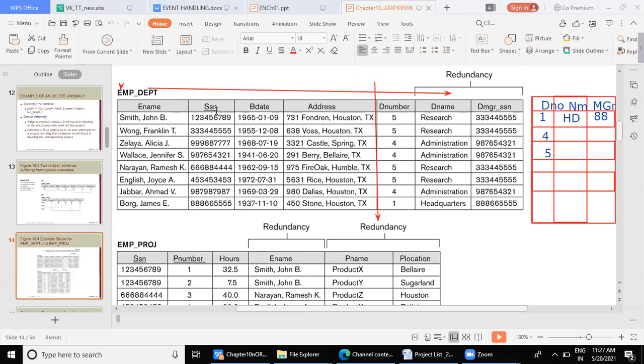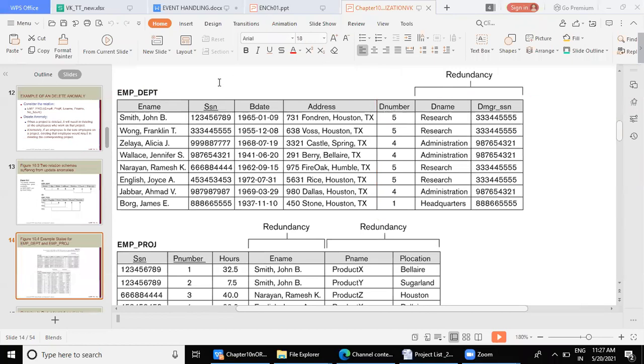In case of DBMS, the solution given is that one employee table is stored separately, and the department table is stored separately. Your department table stores the details of department number, department name, and department MGRSSN. But your employee table will store the information till here. Earlier I had marked it only till address, but now I have marked till department number.